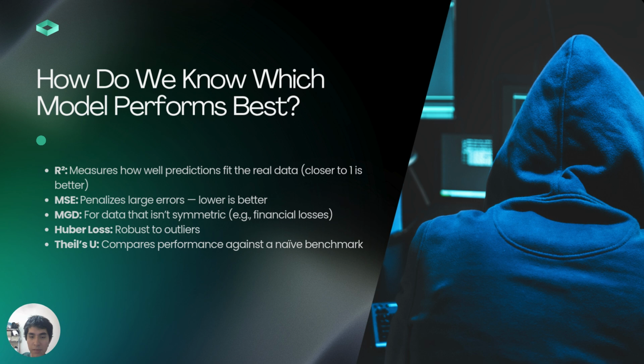It punishes big deviations between predicted and actual values. MGD helps when data isn't symmetrically distributed, which is common in finance due to rare but extreme losses. Huber loss is robust to outliers. It doesn't let one extreme value skew the results too much. And Thiel's U gives a relative benchmark.